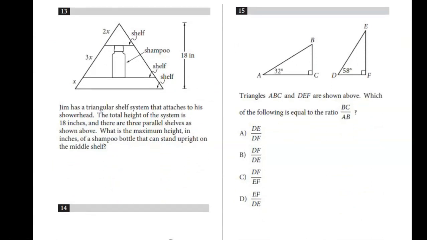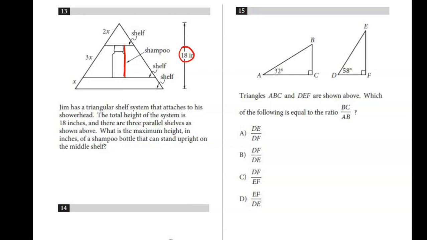All right, number 13, triangular shelf system. Total height of the system is 18 inches. What is the maximum height of a shampoo bottle? So we're trying to figure out what is going to be this maximum height right there. And we know that the total is 18.